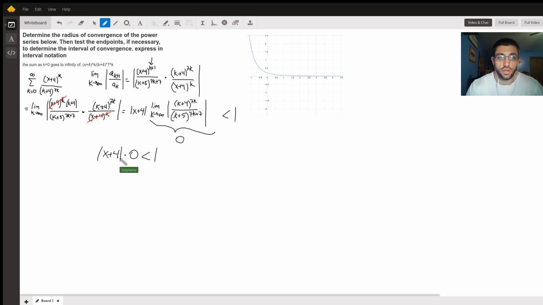For the x's that this occurs is every x. So the radius of convergence will be all x's. So our radius turns out to be infinite, actually. So we don't have endpoints, we have an infinite radius, and that is it.